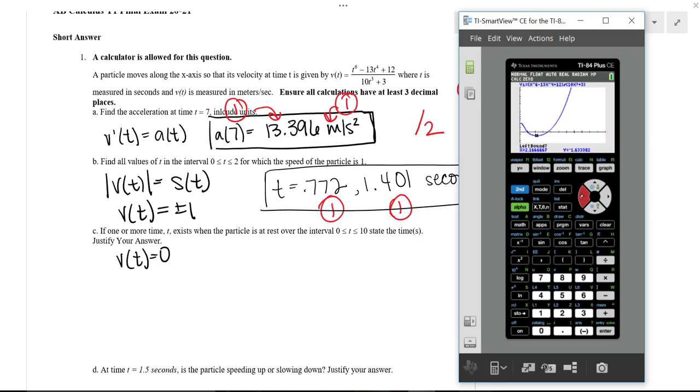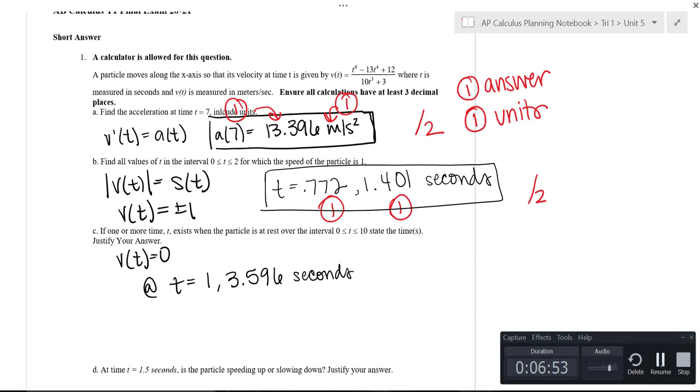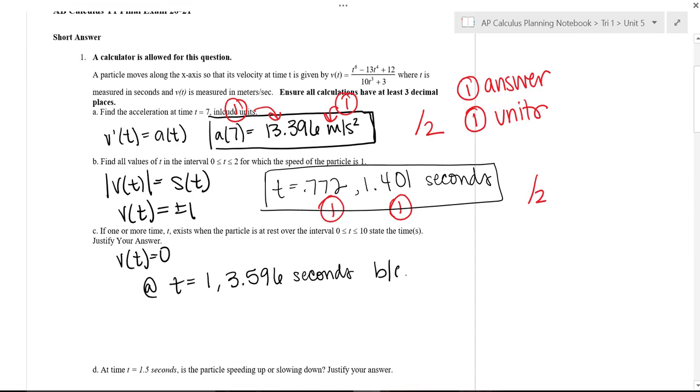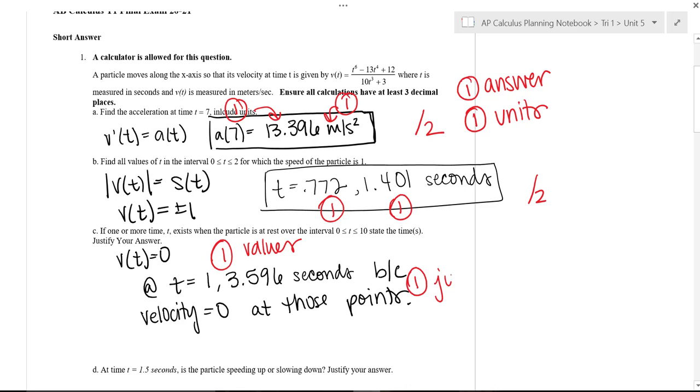We need to come over and hug that 0. So here's that left bound. Here's that right bound. And then that other solution is positive 1. And because it says justify, we need to come in here and say because velocity equals 0 at those points. So you would have gotten 2 points again on this one, 1 point for the values, and then 1 point for the justification.